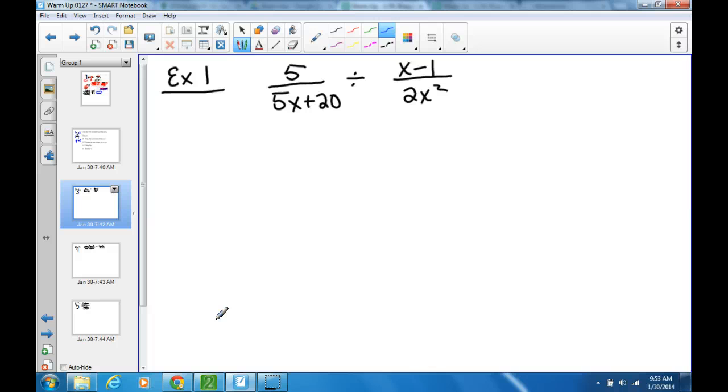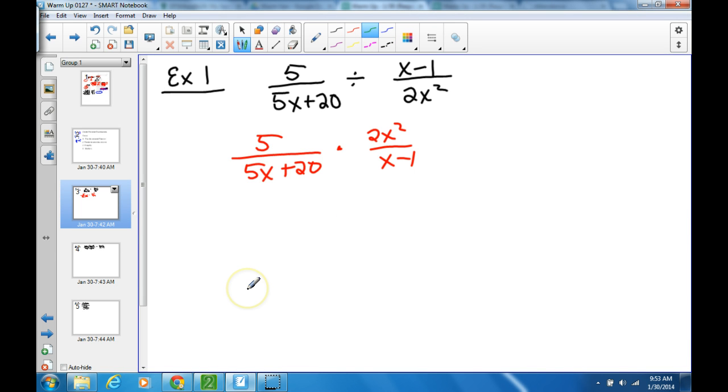5 over 5x plus 20 divided by x minus 4 over 2x squared. So think back to the steps I just told you. What do I do first? Yep, reciprocal of the second one, right? So I'm going to rewrite this. It's 5 over 5x plus 20 times 2x squared over x minus 1. So notice I went from divide to multiply. Okay? Next step.